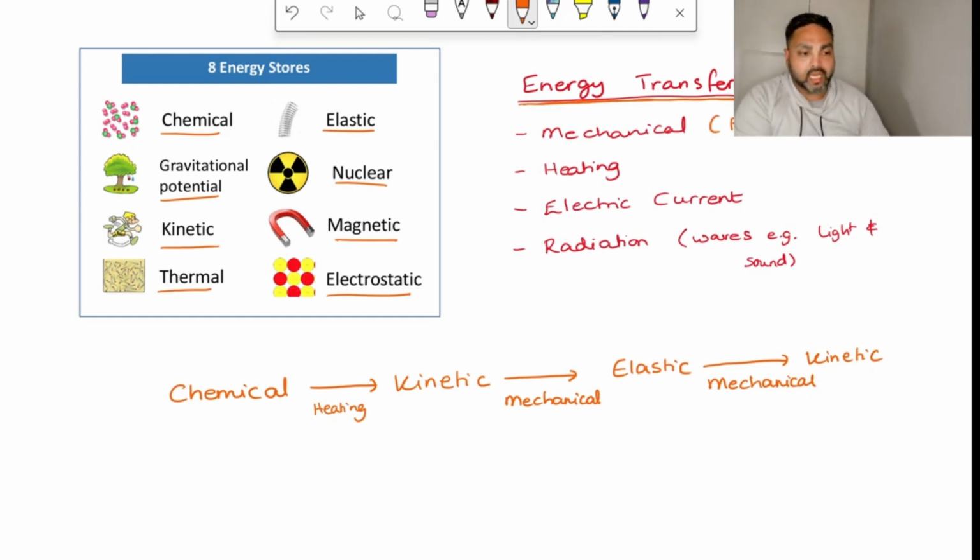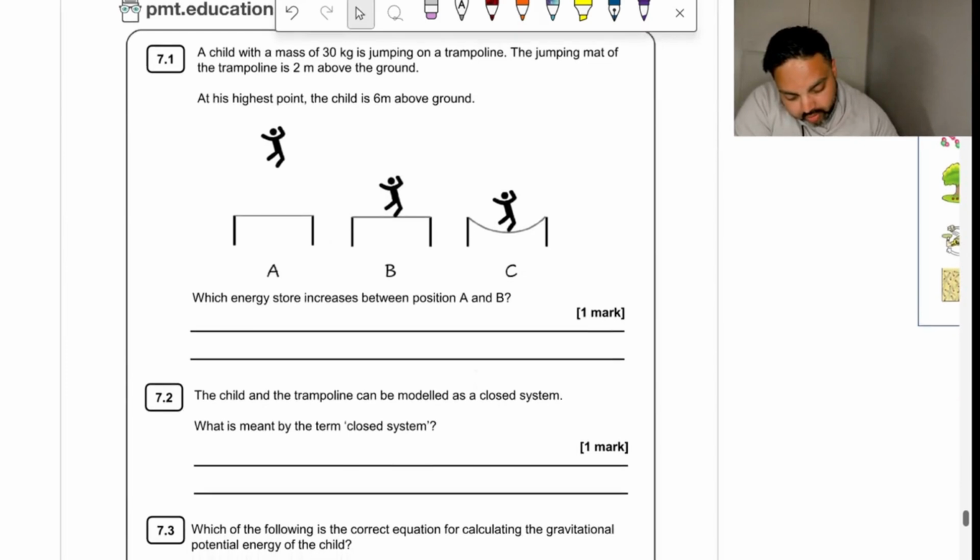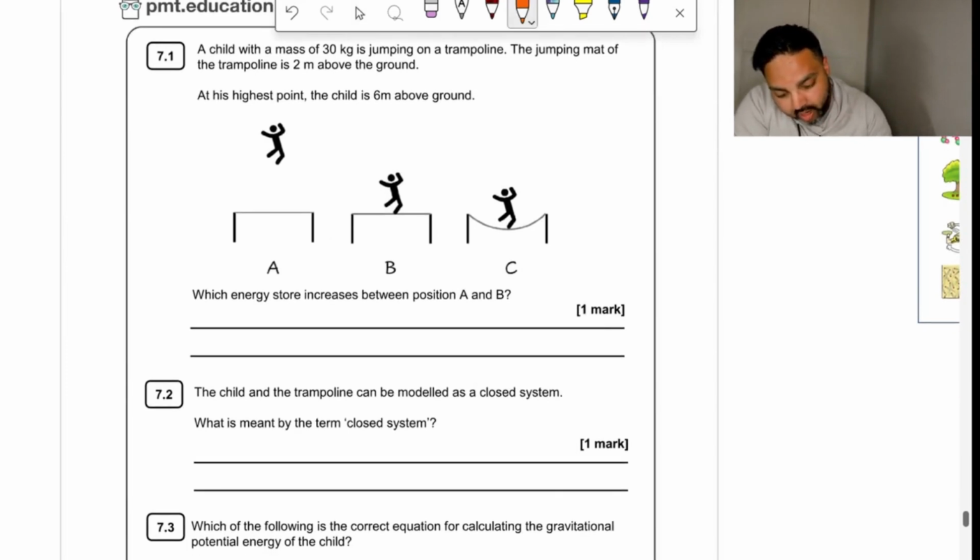When we are talking about mechanical, we are talking about forces, and that's one thing that you need to understand in case they ask you to talk about an energy transfer, okay? Now, going back to this then, which energy store increases between position A and B? Well, I've got gravitational potential energy here. What type of energy has he got just before he lands? Someone tell me.